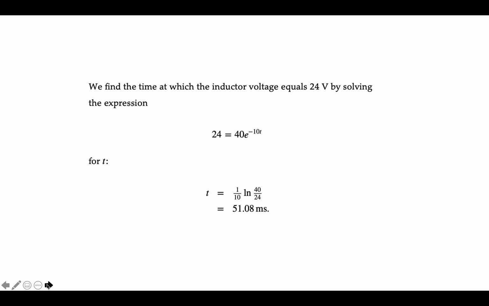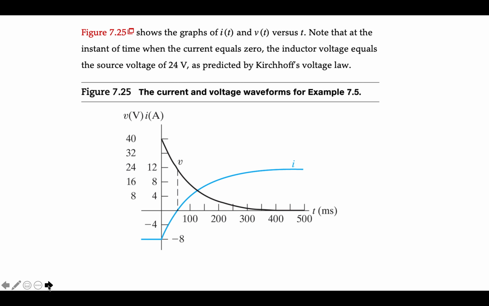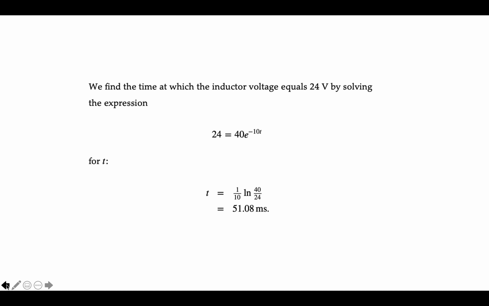Okay, the next thing was to find the time at which the inductor voltage equals 24 volts by solving the following expression. So let's go back, because I think maybe I got this out of order. Let me see here real quick if maybe I flipped. No, guess not. I guess I just left that out.